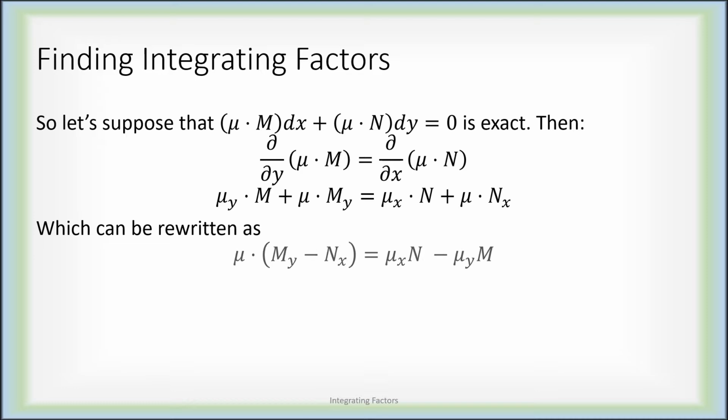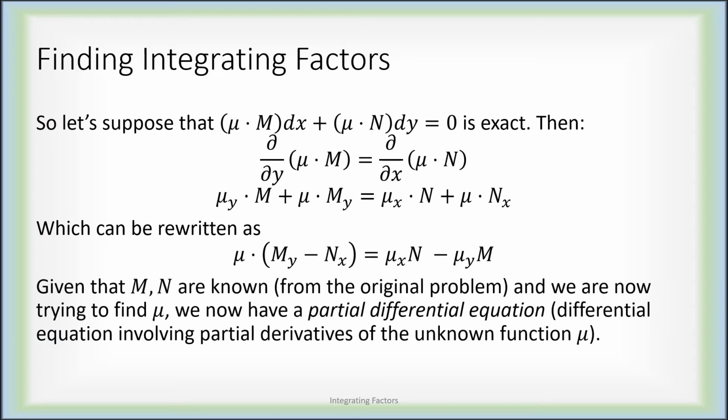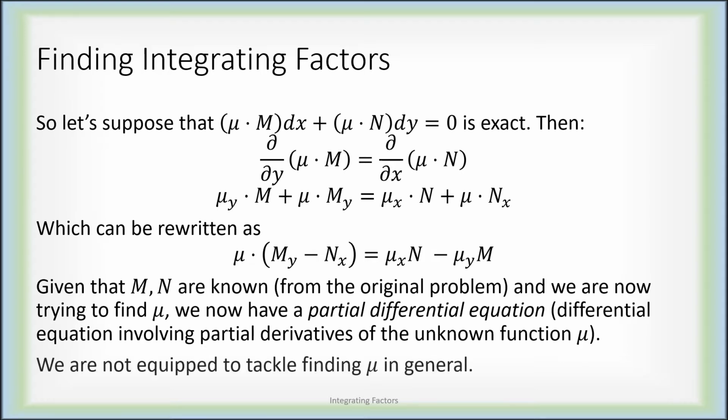You can rewrite this as mu times (M_y minus N_x) equals mu_x N minus mu_y M. Now, given that M and N are known, they were in the original problem and they're actually staring you in the face, you're trying to find mu. What you have is a partial differential equation, a differential equation that involves partial derivatives, mu_x and mu_y.